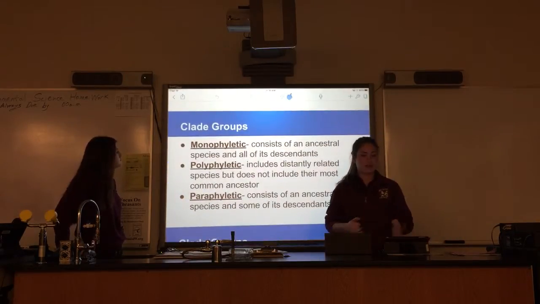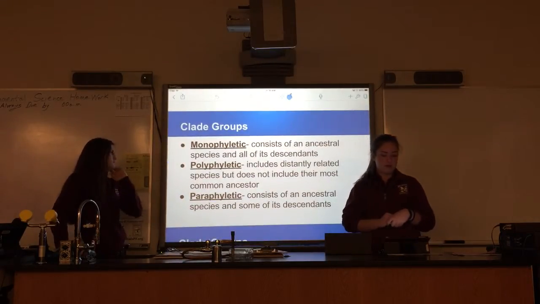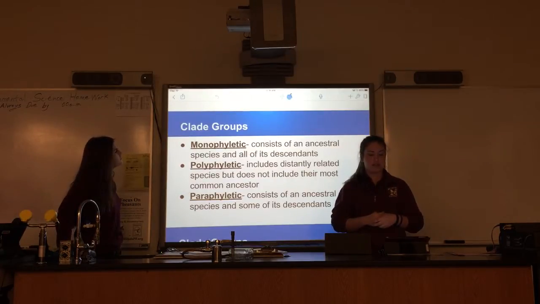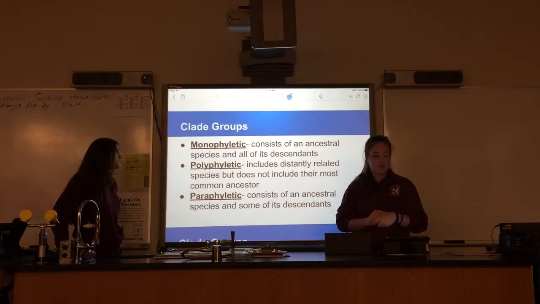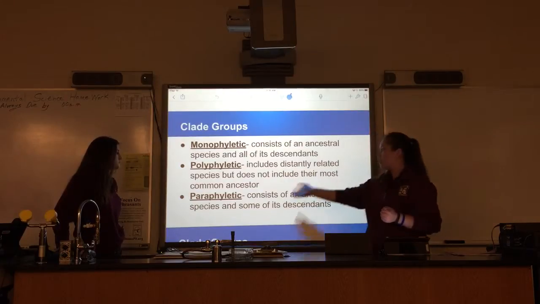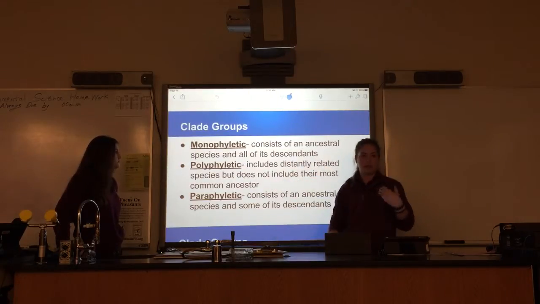There's different kinds of clade groups. Monophyletic, they consist of an ancestral species and all of its descendants. Polyphyletic includes distantly related species, but does not include their most common ancestor. Paraphyletic consists of an ancestral species and some of its descendants. And from the words, you can just derive the meaning.